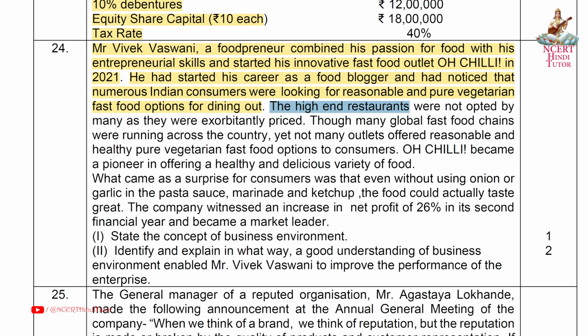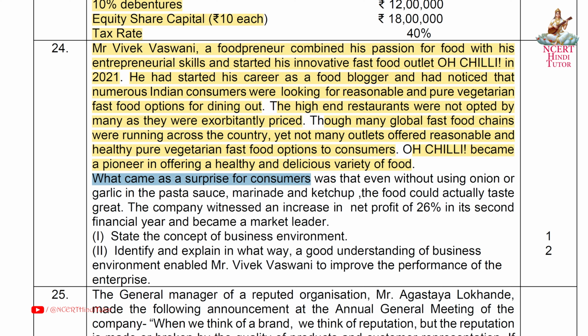The high-end restaurants were not opted by many as they were exorbitantly priced. Though many global fast food chains were running across the country, yet not many outlets offered reasonable and healthy pure vegetarian fast food options to consumers. O Chili became a pioneer in offering a healthy and delicious variety of food.